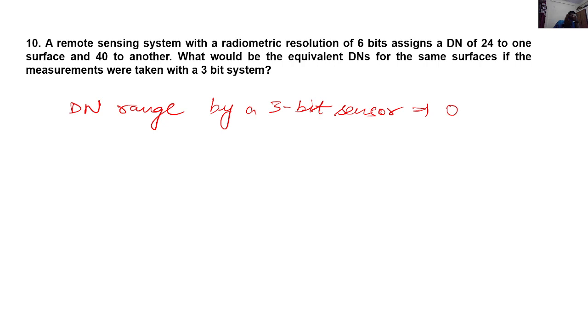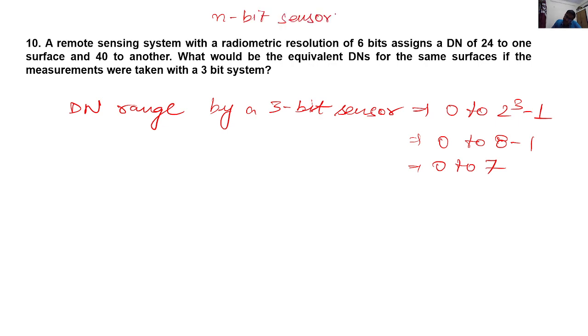This would range from 0 to 2 to the power 3 minus 1, that is 0 to 8 minus 1, that is 0 to 7. So it's very straightforward. In general, if there is an n-bit sensor, then the range would be from 0 to 2 to the power n minus 1. So for an 8-bit system, the range would be from 0 to 255 and so on.